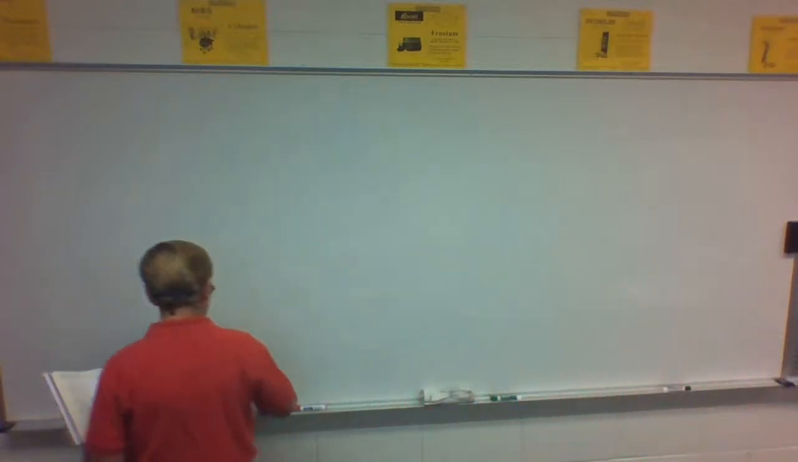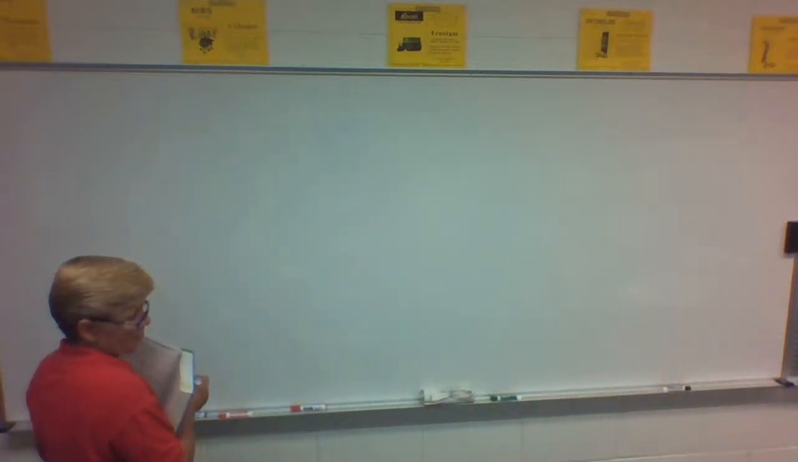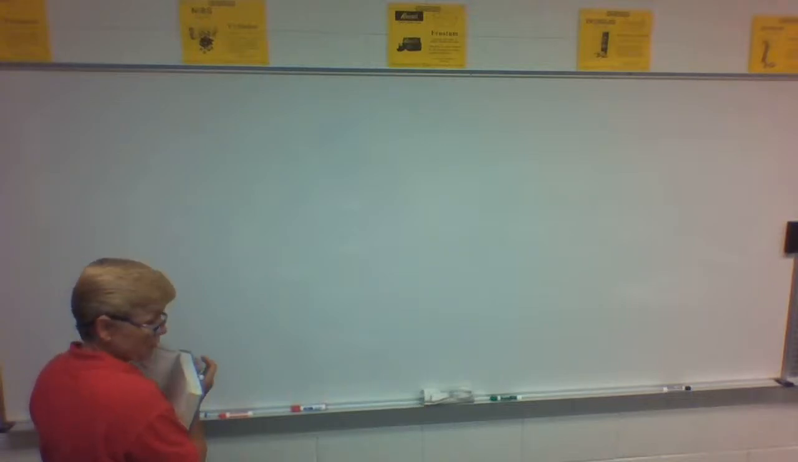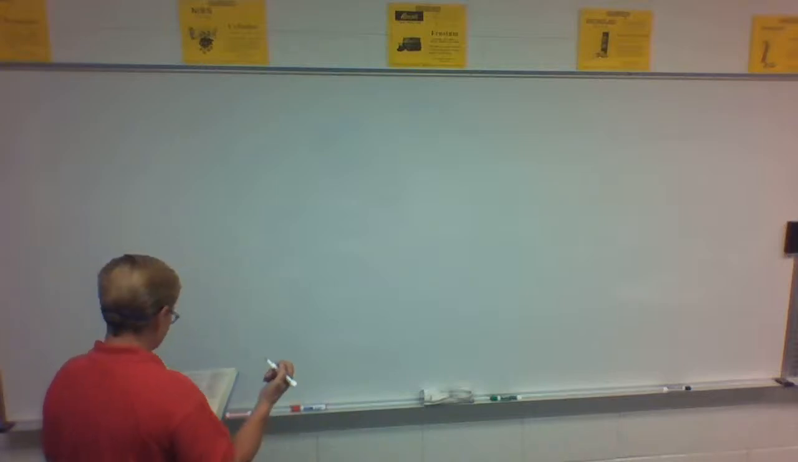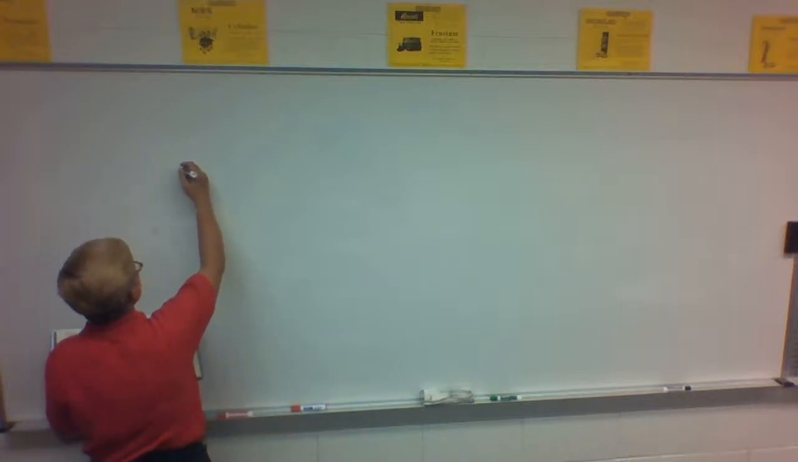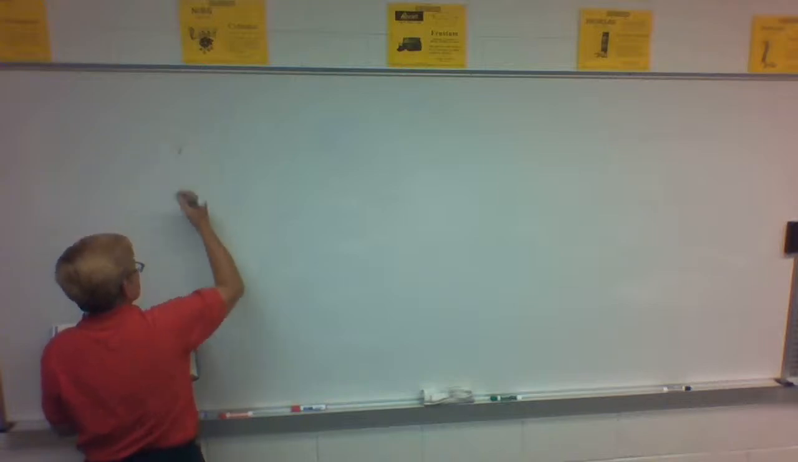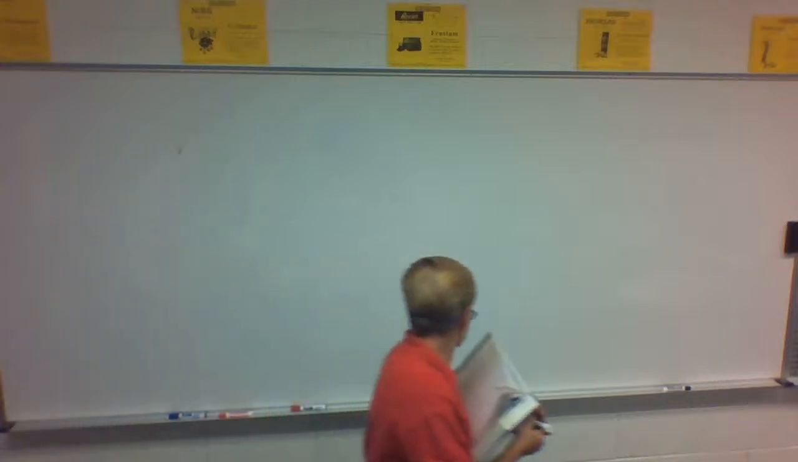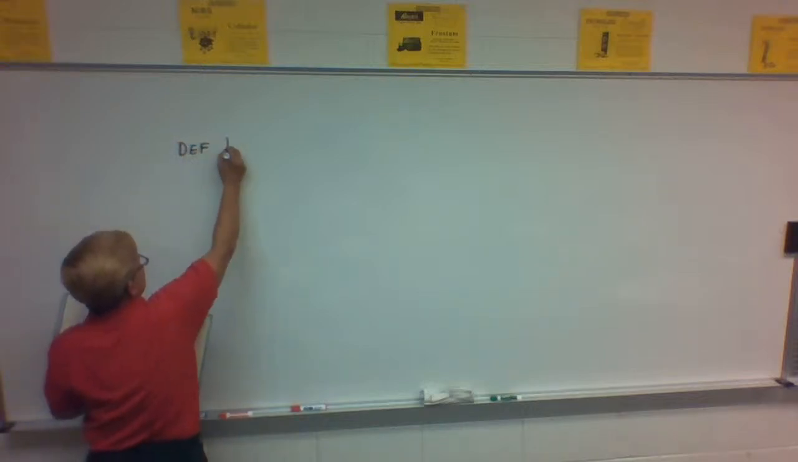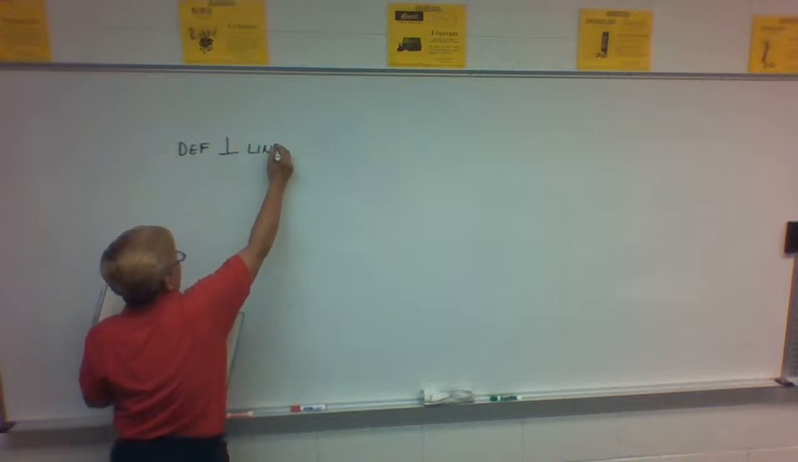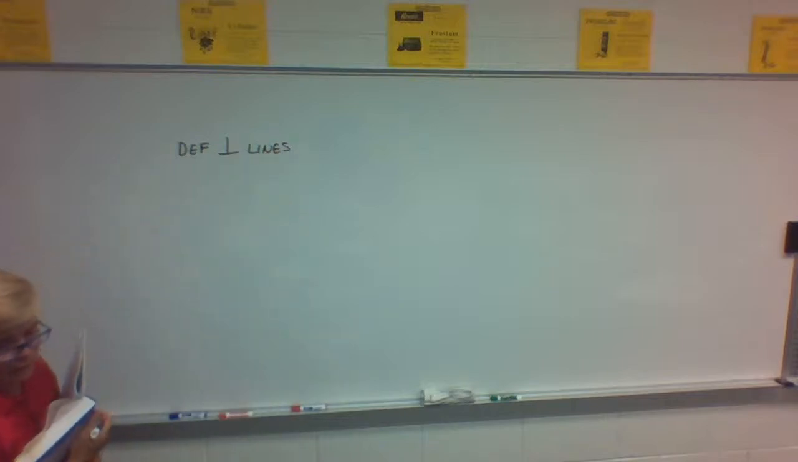Here is a conditional statement having to do with a definition of perpendicular. Here's what it says. It's not in your book, not the way I'm writing it anyway. They're not completely right. This is called the definition. I'm going to write with this marker. It's dead. We say definition, perpendicular lines. That's how we're going to abbreviate it.